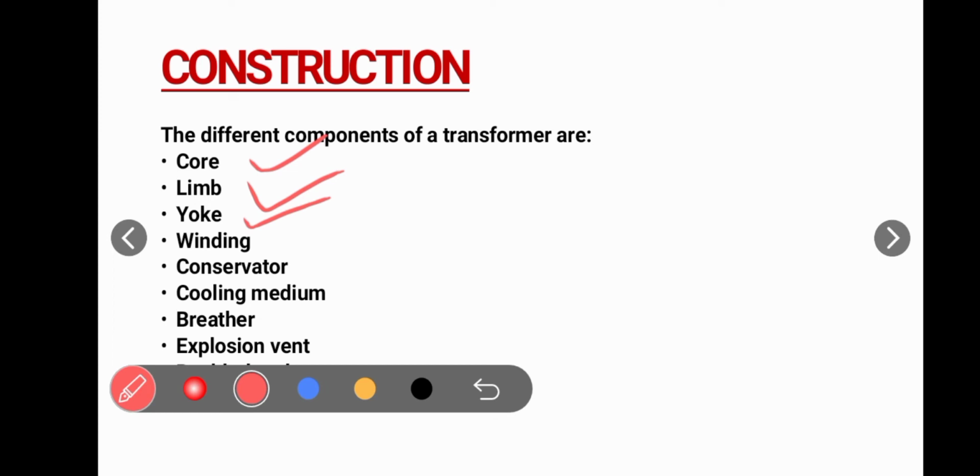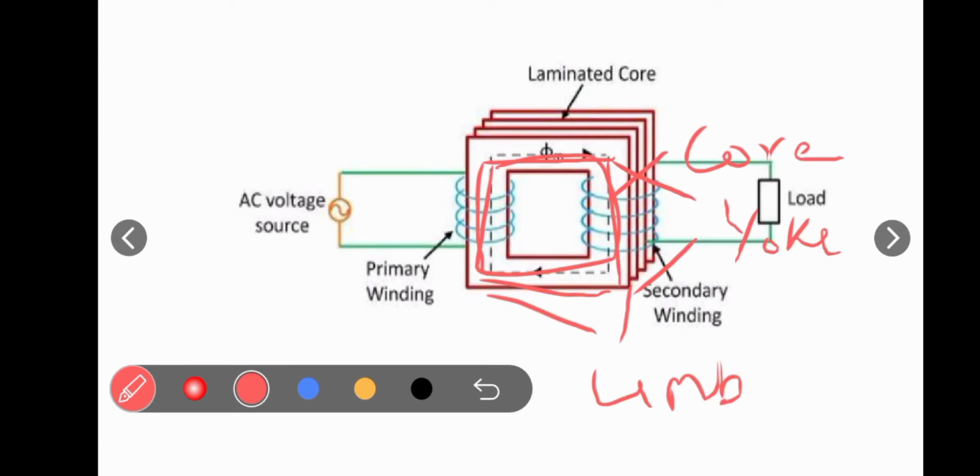And the next is the winding. So it actually has two types of winding. First is the primary winding, which is connected to the supply, and the secondary winding is connected to the load.